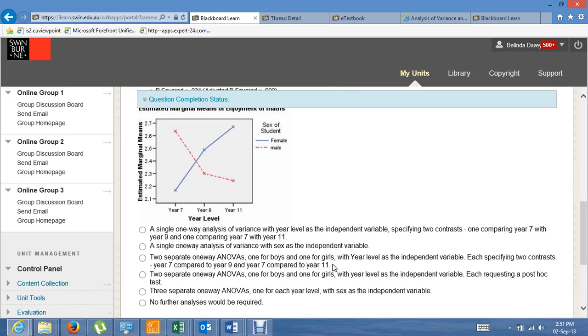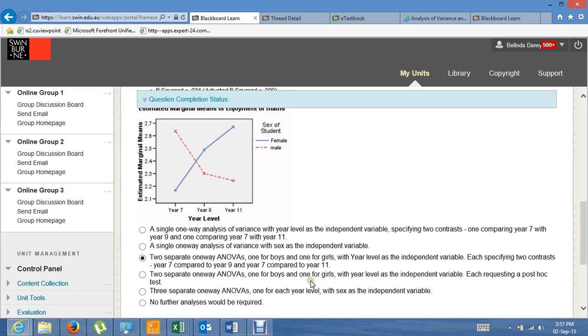That one's looking good. 2 separate one-way ANOVAs, one for boys and girls with year level as the IV, each requesting a post hoc test. We don't want a post hoc test because that's for unplanned comparisons, whereas we have specific hypotheses about which groups we want to compare in our IV. So this will be the one we click.